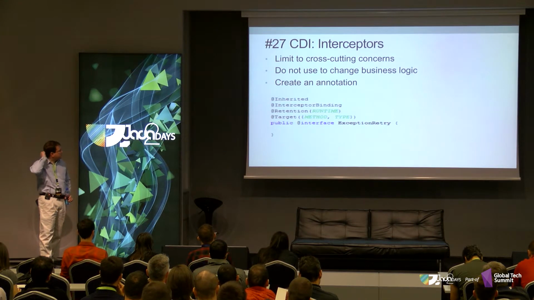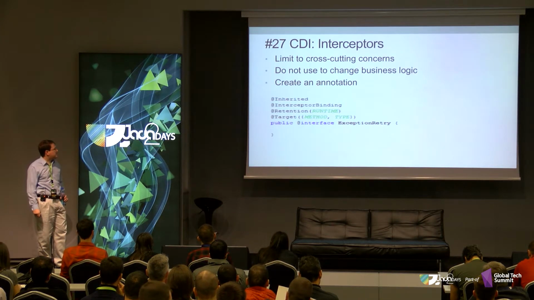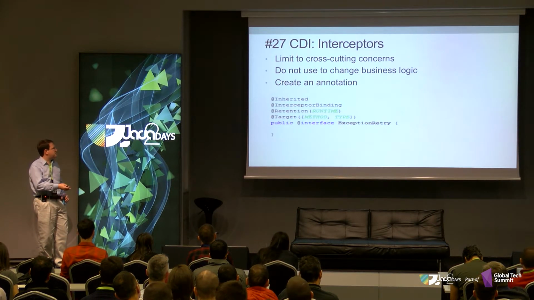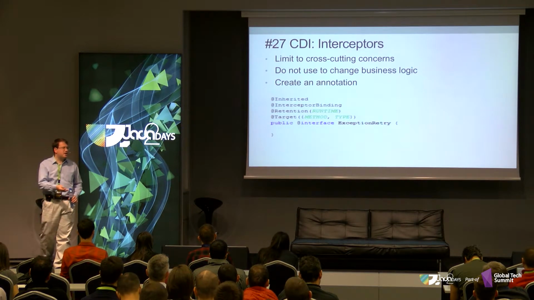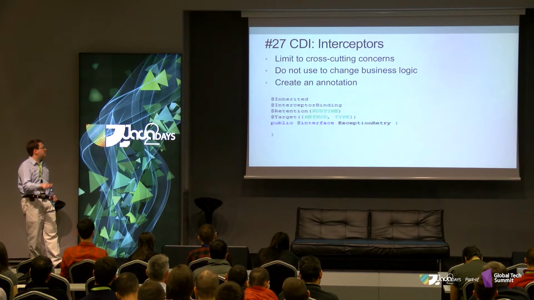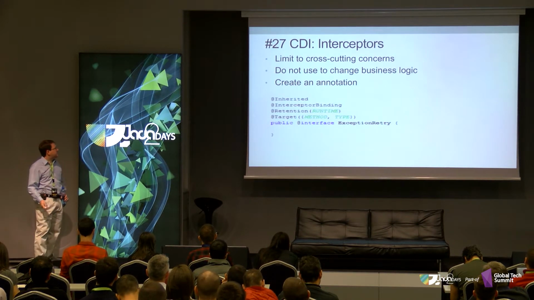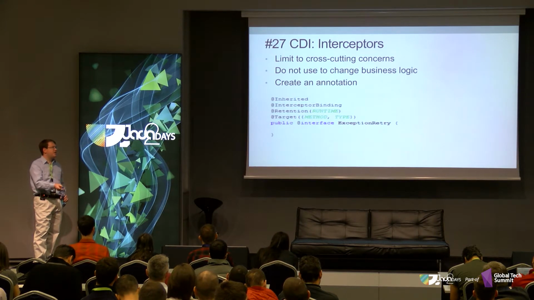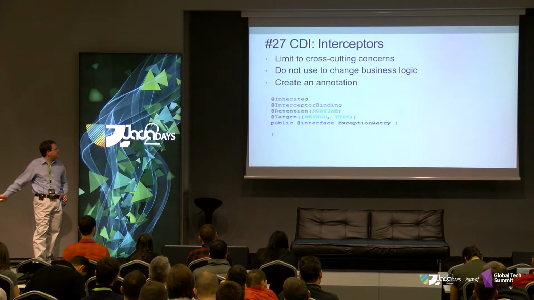Moving on with interceptors, we want to limit cross-cutting concerns. With CDI interceptors, you do not want to try to change business logic, so you don't want to try to change the result that's coming back from a method. Interceptors are meant for implementing things like logging or cross-cutting concerns, not to actually override business logic or what a method returns. I've seen quite a few cases where developers have abused this to try to change the value that's being returned or try to extend the business logic. Do not do that with interceptors.